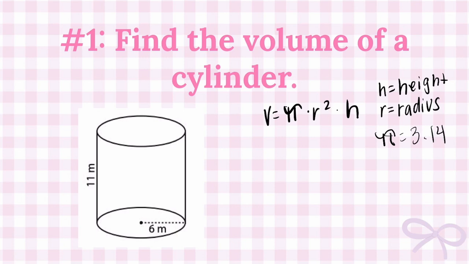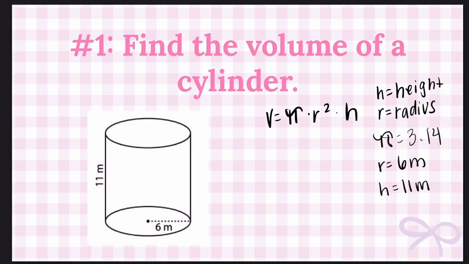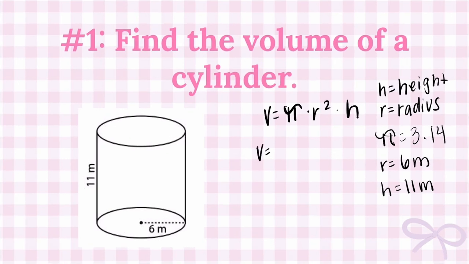So we know here that the radius is 6 meters. It tells us right here. And we know that the height is 11 meters. Remember, the radius represents any point from the outside of the circle to the center. So then we can calculate the volume. So we'll have 3.14 times r, so 6 to the second power, times height. So times 11. So then we'll have 3.14 times 6 to the second power is 36. Remember, it's 6 times 6 times 11.